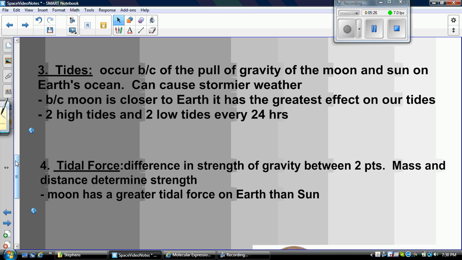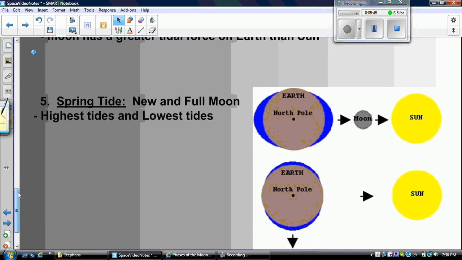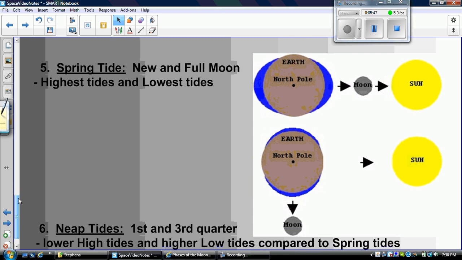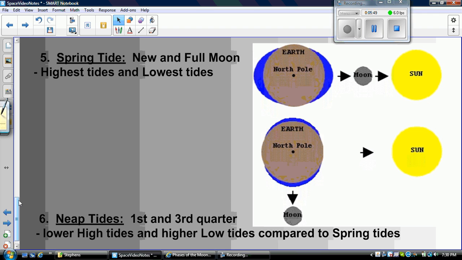You have 2 high tides and 2 low tides every 24 hours. A tidal force is the difference in strength of gravity between 2 points. Remember, mass and distance determine strength. So that is why the Moon has a greater tidal force on the Earth than the Sun. Now we're going to look at the 2 different types of tides. We have what's called a spring and a neap tide.